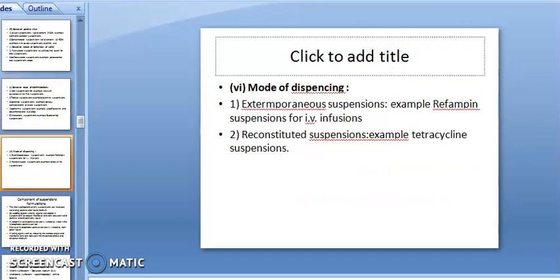Mode of dispensing. Extemporaneous suspension. Example is rifampicin suspension for intravenous infusion. Reconstituted suspension. Example is tetracycline suspension. Okay, these are the classification of your suspension.